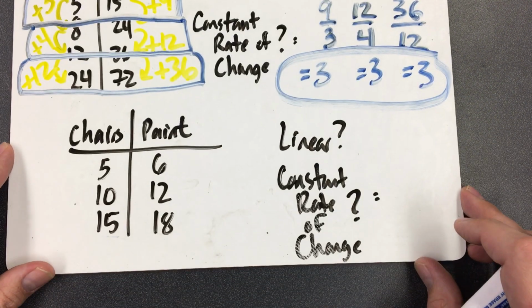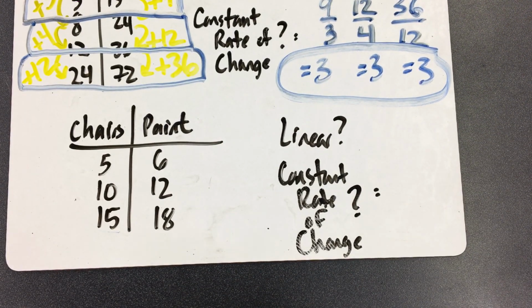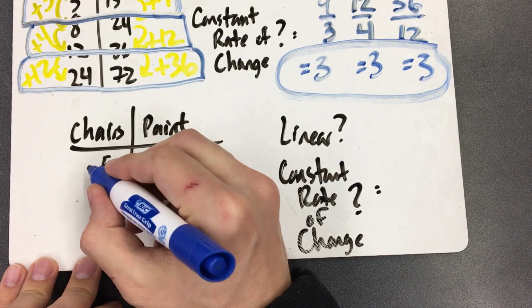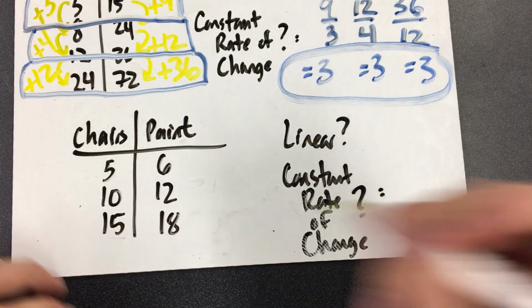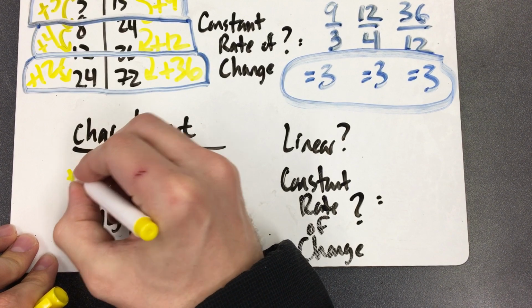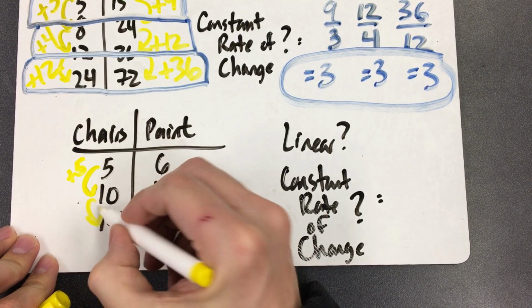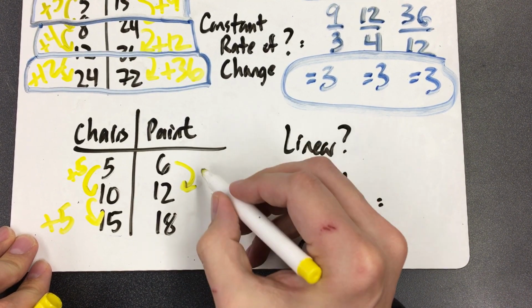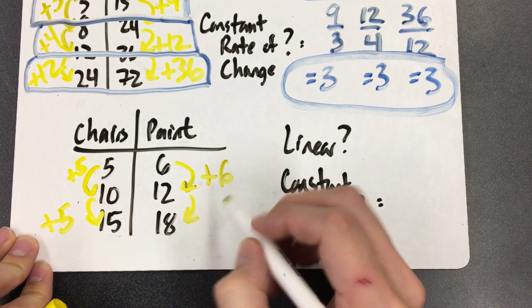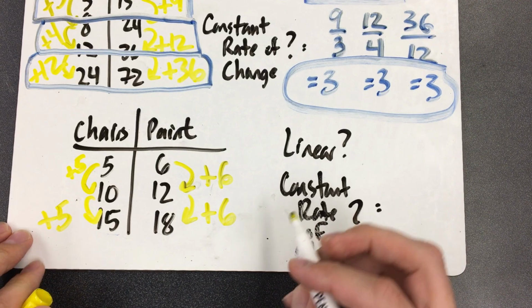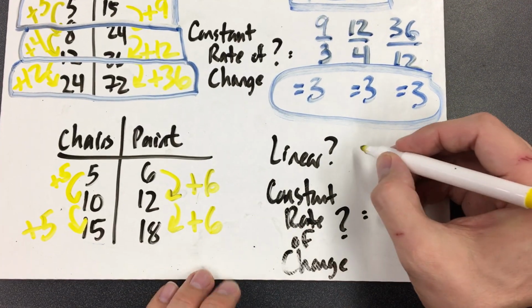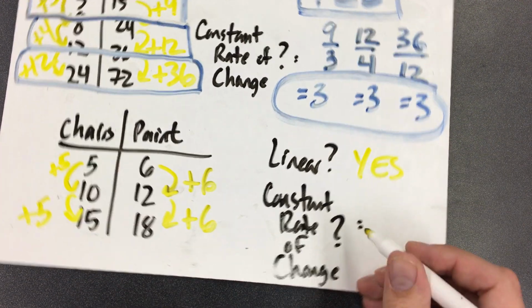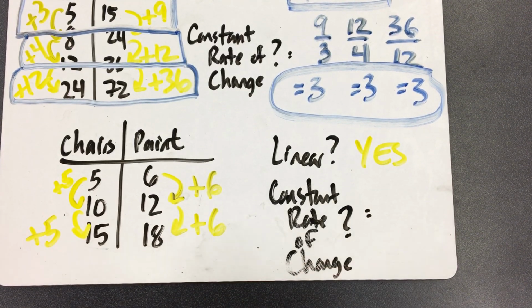Okay, and then last but not least, this is how many chairs you have and how much paint you're going to need. From 5 to 10, that is adding 5, right? From 10 to 15, that is adding 5. Over here, from 6 to 12, that is adding 6. From 12 to 18, that is adding 6. See how this is a normal one? It's the same all over the place. This one is really obvious to say yes. It's not as obvious as that last one. That last one was tricky.